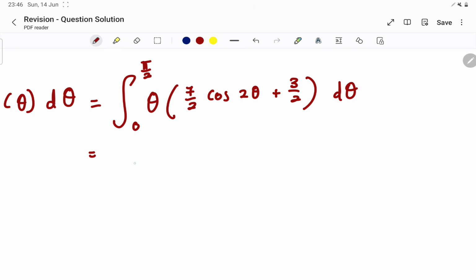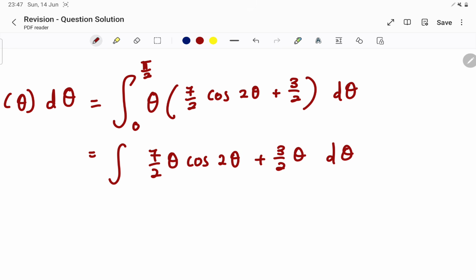So from here you expand them properly, then you're going to get 7/2 θ cos 2θ plus 3/2 θ dθ, from 0 to π/2. Now this one is not easy for us. 7/2 θ cos 2θ is not easy for us to solve, because it involves algebraic and also trigonometry. So here it's easier for us to solve if we use tabular integration.